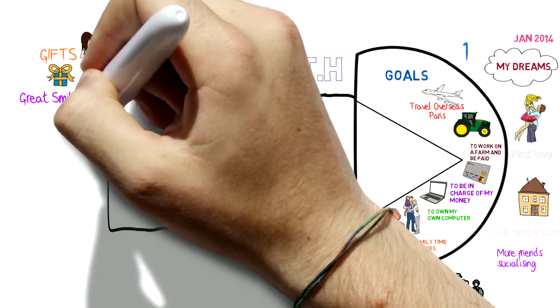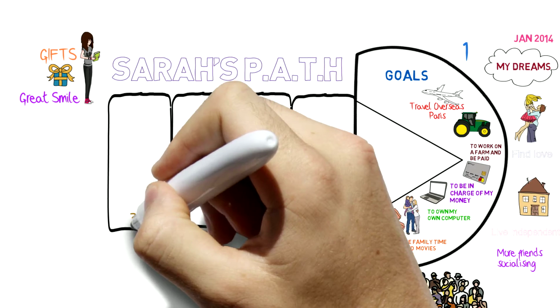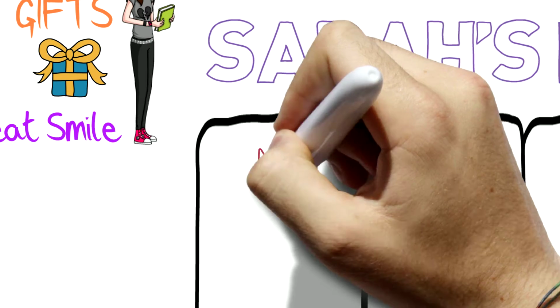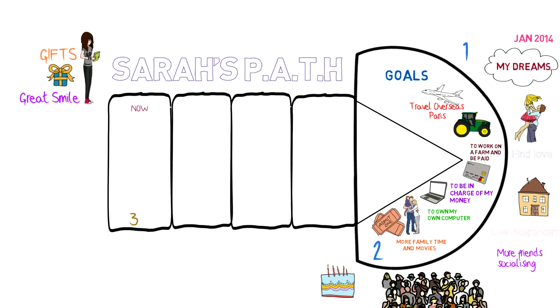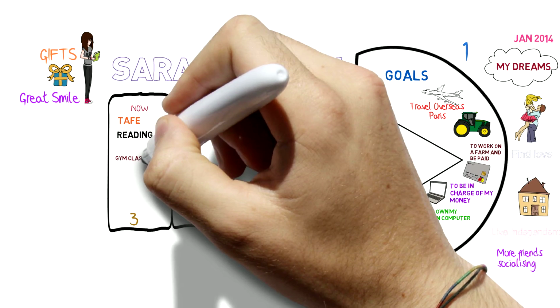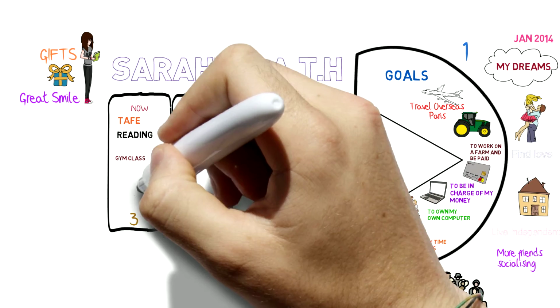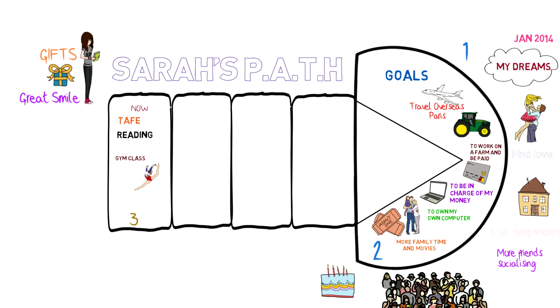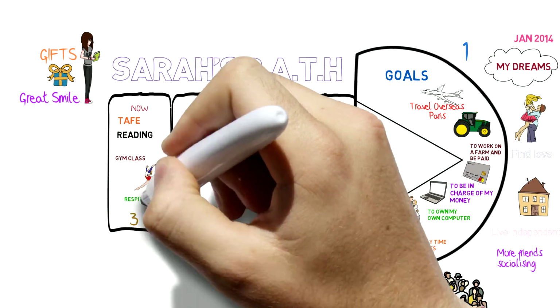Step 3, the Now. Here is where we look at what is happening for the Pathfinder now. This step helps families realise exactly how active or inactive the person's life is. It is here that decisions are made to get the Pathfinder more involved in their community life.